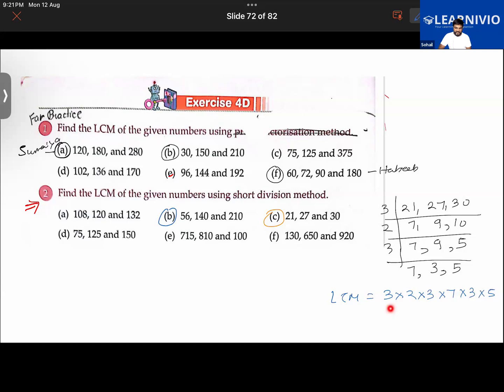So when you find the multiplication, what should you get? 3 2s are 6. 6 3s are 18. 18 7s are... have you guys memorized the table of 18? 18 7s are 126. Very good. 126 times 3 will be? Both of you do the multiplication and let me know the answer.